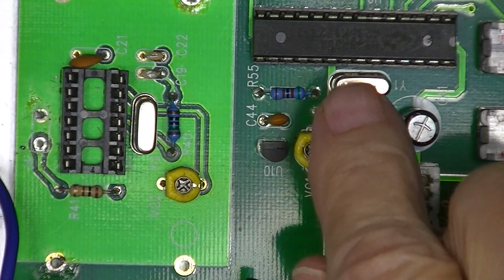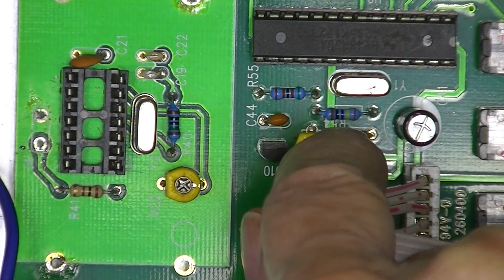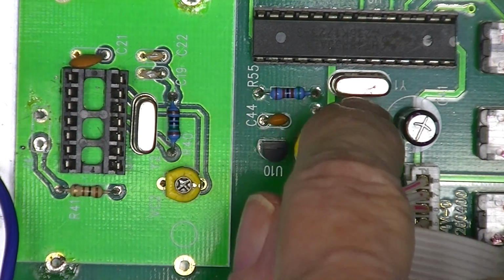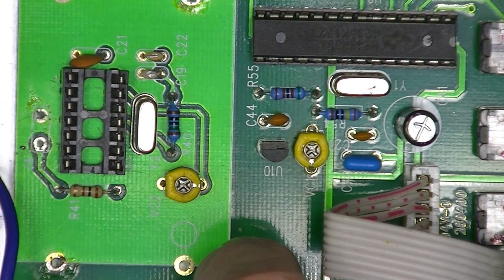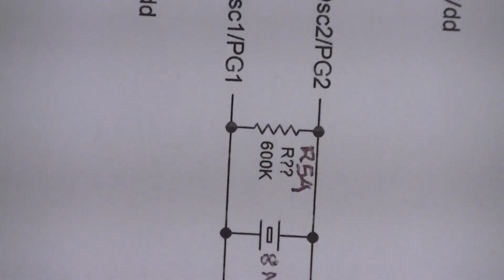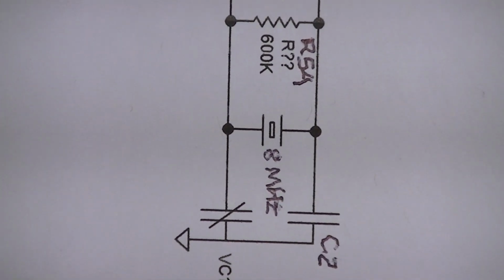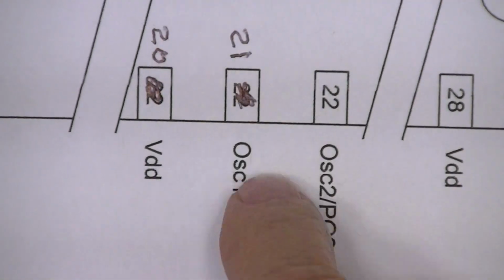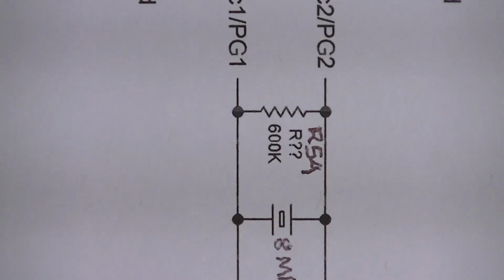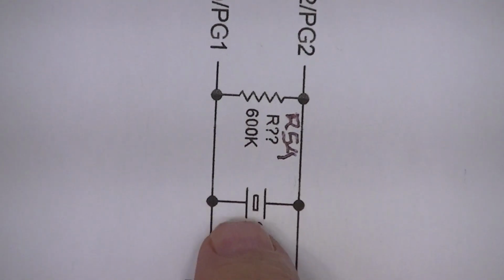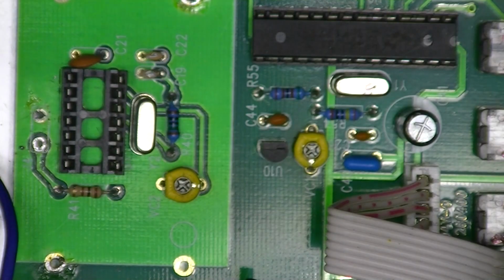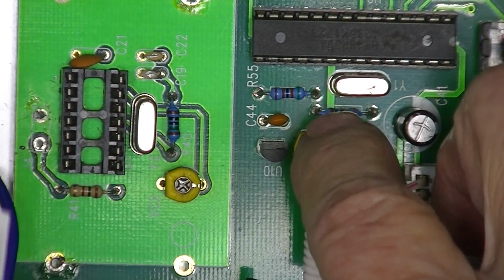The time base consists of this crystal, this resistor, this little capacitor, and this variable capacitor. 1, 2, 3, 4 components. Schematic looks like this, with pins 21 and 22, which are labeled oscillator 1, oscillator 2, a 600K resistor, an 8 megahertz crystal, 2 capacitors to ground. And they are these fellows right here.